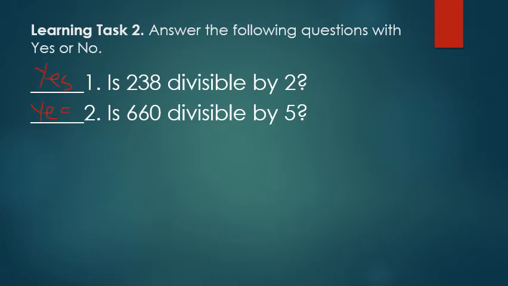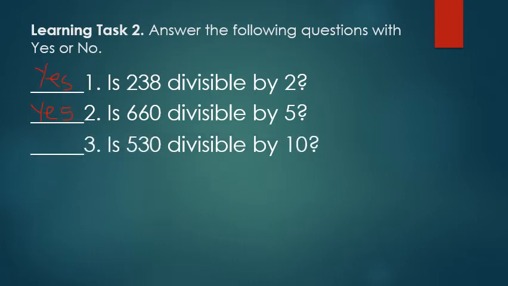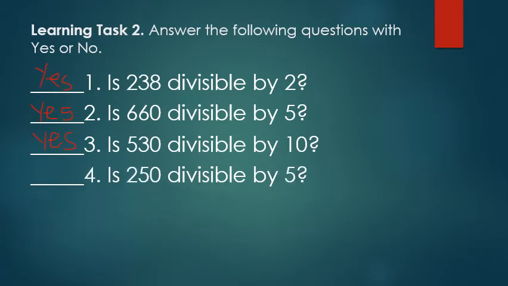Mamaya, alamin natin ano ba yung shortcut bukod sa division. Kung ano pa pwede natin gawin para malaman kung divisible ba siya sa ibang number. Okay, so number 3 is 530 divisible by 10? Pag nag-skip count ba tayo ng 10, dadaanan ba natin yung 530? So, that is yes. Okay, number 4 is 250 divisible by 5? Pag nag-skip counting ba tayo by 5, nadadaanan po ba natin ng 250? So, that is yes. Kung hindi kayo naniniwala, pwede nyo siyang itry.